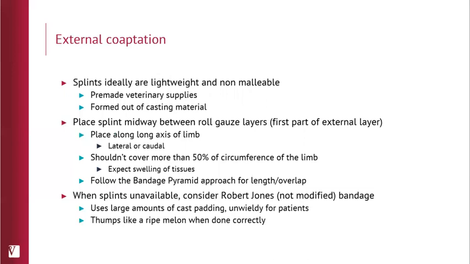And when you are placing a splint on a patient, if you have access to traditional splints and traditional bandaging material, you want to have it placed about midway between the roll gauze layers. So that's going to be just at that first part of the external layer when you're looking at the 3 layers of the bandaging material itself. In terms of where to place it on the limb, you want to place it along the long axis at either the lateral aspect of the limb or the caudal aspect of the limb. We don't want it to be medial or cranial, just because the way things tend to bend and give, it's going to be much more supportive in the lateral or caudal location.